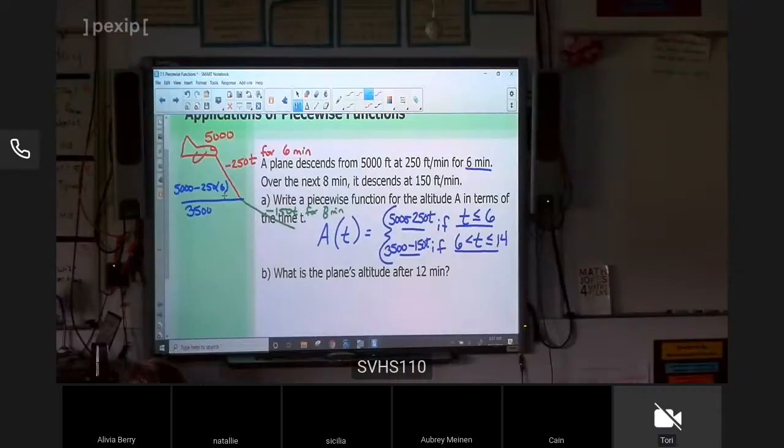3,500 minus 150 times 14. 1,400. Oh, so they still have another 1,400 feet. So they're not quite down on the runway yet.